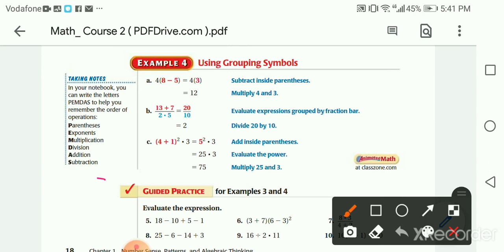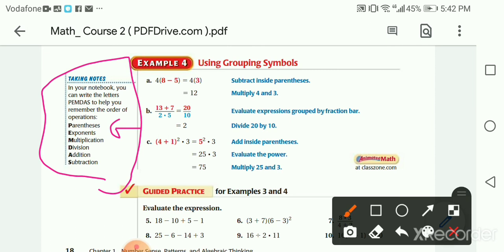Note taking, and this is very important to write it down in your notebook. Okay, when you come to school, I see the notebooks. So in your notebook, you can write the letters PEMDAS to help you remember the order of operations: parentheses, exponents, multiplication, division, addition, subtraction. Don't forget, this is the key of the lesson. Okay, so I start here from the brackets. 8 minus 5 gives you, yes, 3. And then 4 times 3 equals 12.